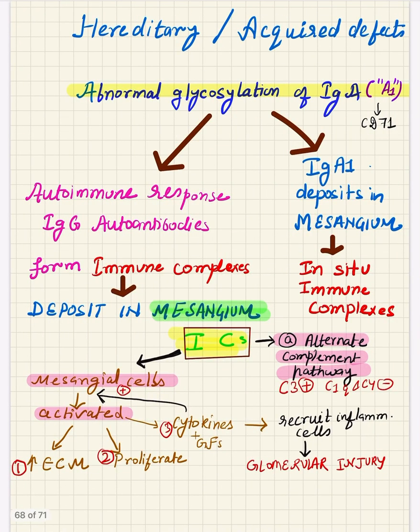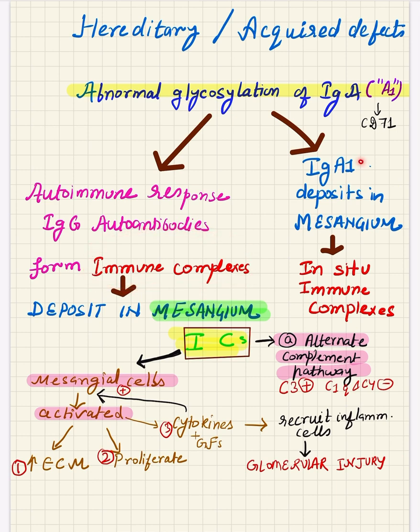So let's go into a bit more detail of the pathogenesis. There are various hereditary and acquired defects, and these defects will cause the defective glycosylation of IgA1, and because of that they will be recognized as foreign antigen by the body, and it will mount an autoimmune response. These IgG autoantibodies are formed, and then they will form the immune complexes in the circulation.